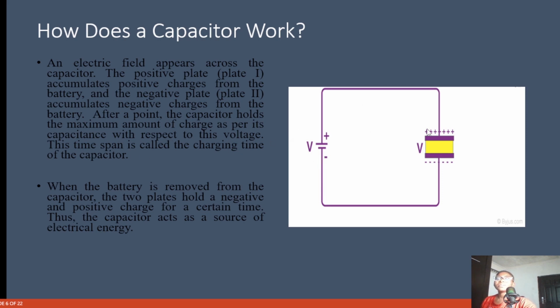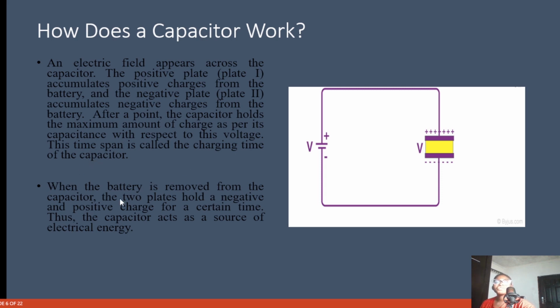That is, it holds the maximum amount of charge as per its capacitance with respect to this voltage. This time span is called the charging time of the capacitor.